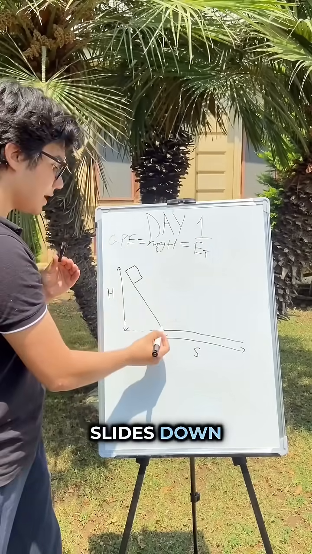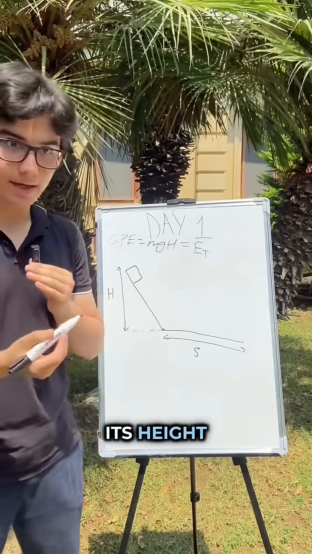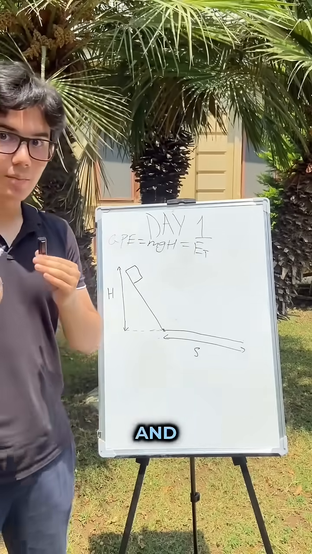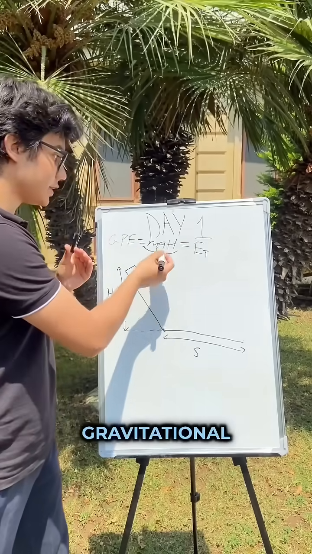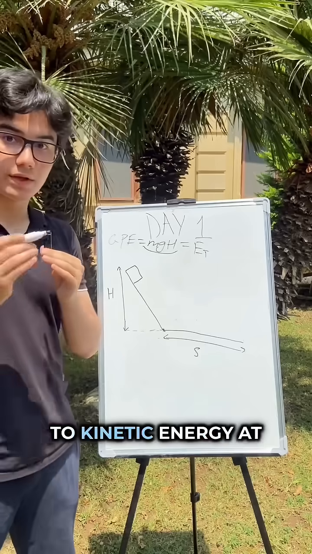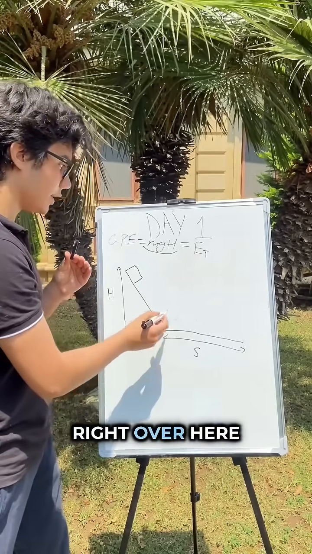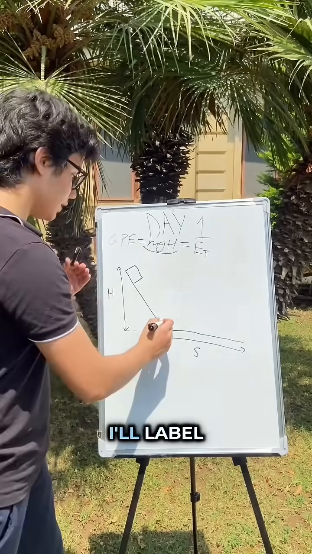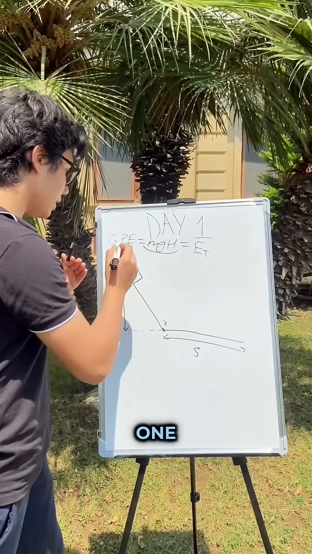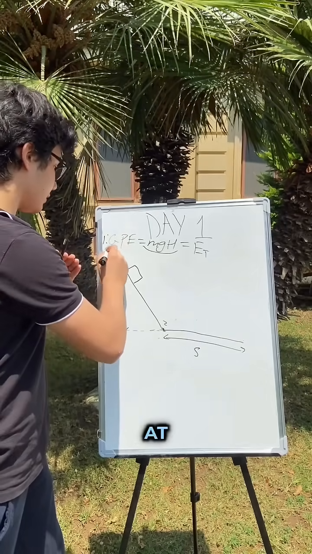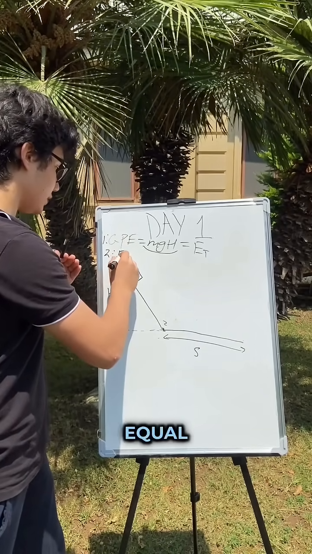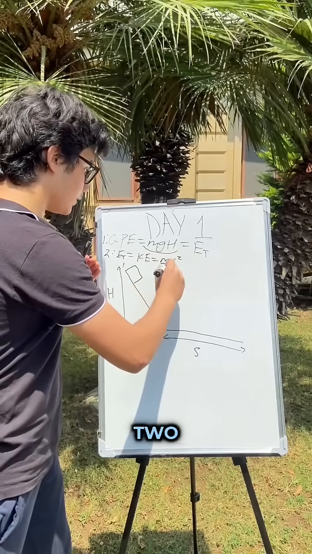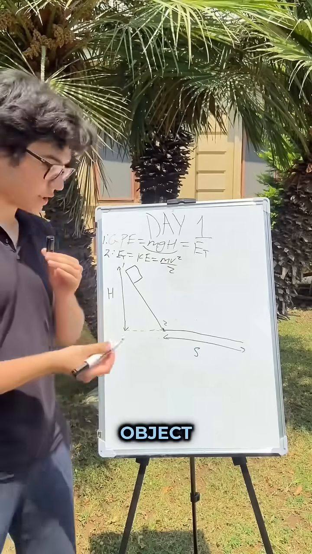Then, when the object slides down, it will gain speed and lose its height. So at this point right over here, the object will have only kinetic energy. By that means, the entire gravitational potential energy will be converted to kinetic energy at this point. So the total energy of the block right over there becomes its kinetic energy. I'll label this point 2 and this point 1. So at 1 it's like this, at 2 its total energy is equal to kinetic energy, which is denoted as mv squared over 2, where v is the velocity of the object at that given point.